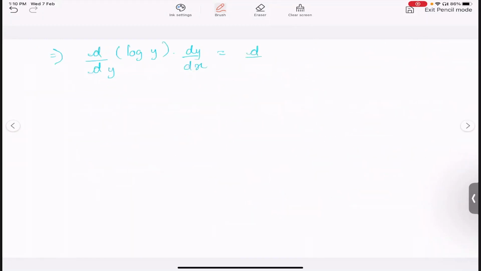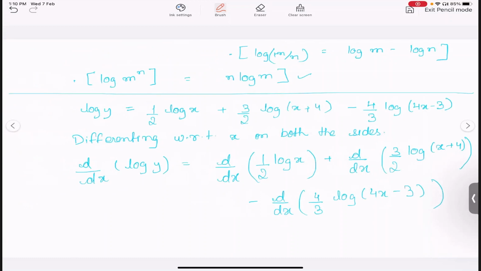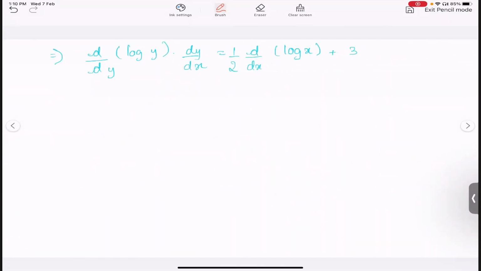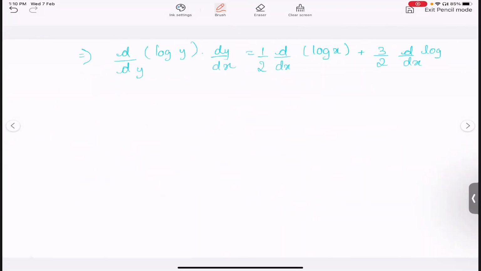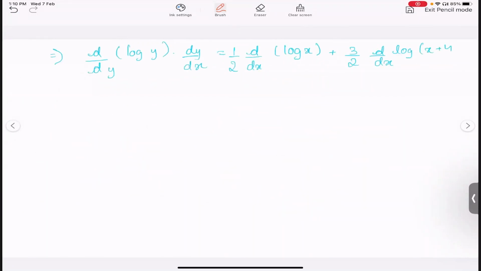d by dx. We can take out half outside because it's a constant. d by dx of log of x plus 3 by 2 is a constant, so we can take it out of the derivative, times d by dx of log of x plus 4. And the last term will be minus 4 by 3 times d by dx of log of 4x minus 3.